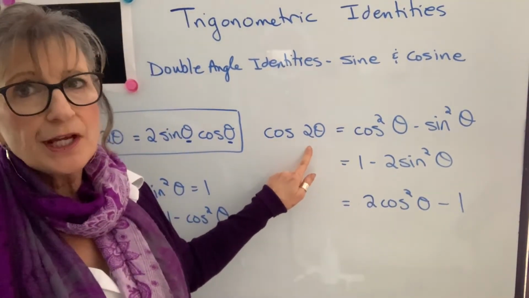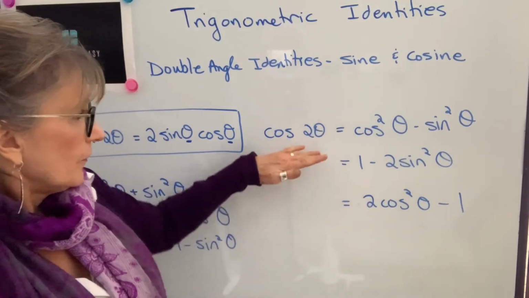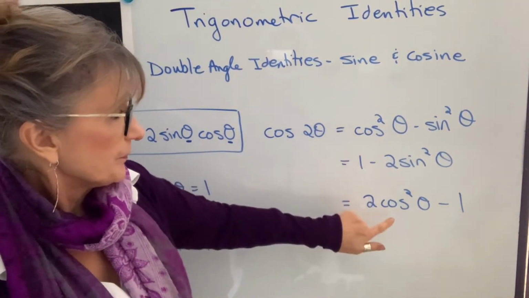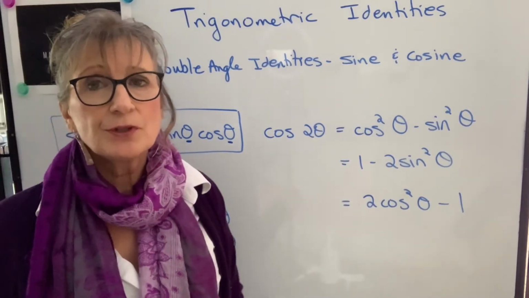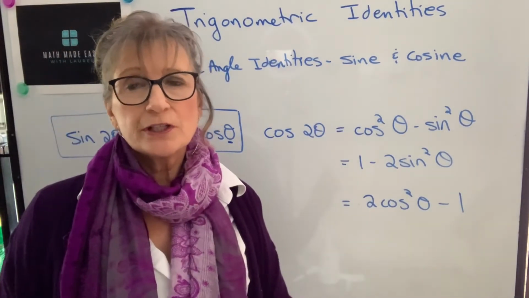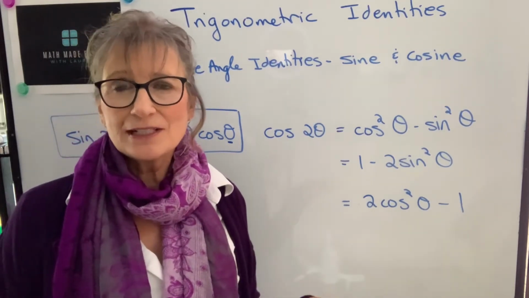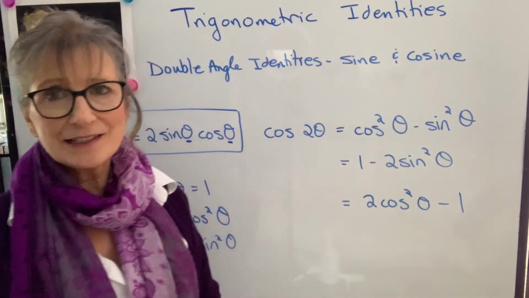So I actually have 3 identities for the double angle for cosine. These 3, and those are going to be very useful and important in trig equations and also in calculus. Let's take a look at proving other identities using these double angle identities.